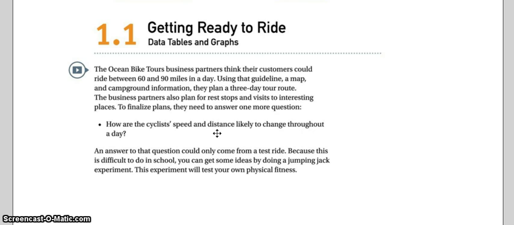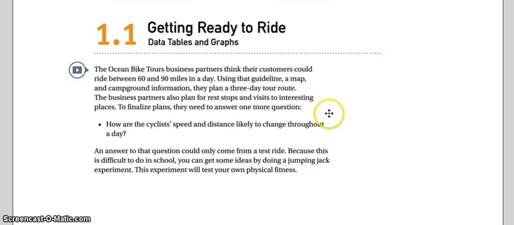But to finalize their business plans, they have to answer one more question. How are the cyclists' speed and distance likely to change throughout a day? So let's answer that question. Let's think about what kind of variables are associated with that question for a second. So what do you think? What are some things that might affect somebody's riding speed, or how far we could ride throughout the day?